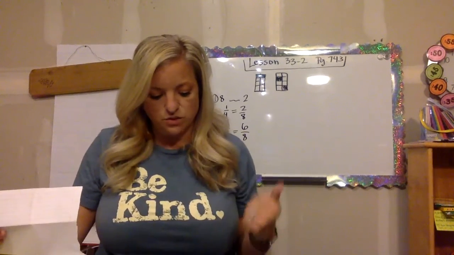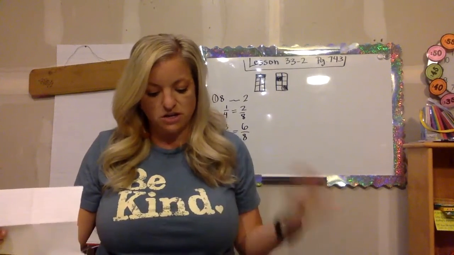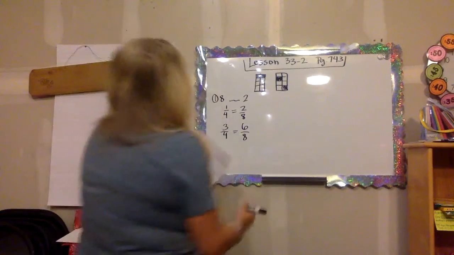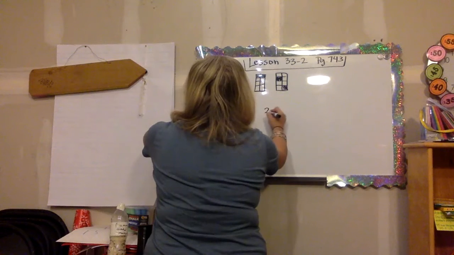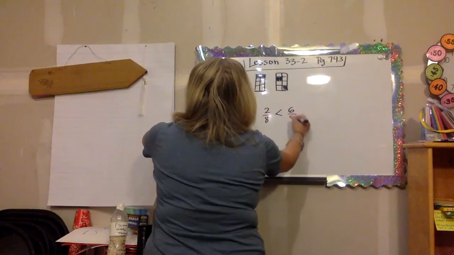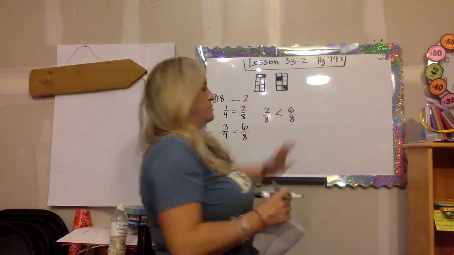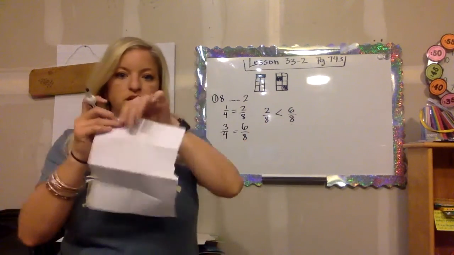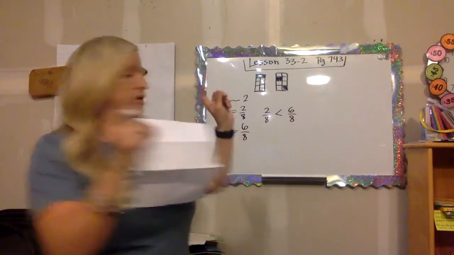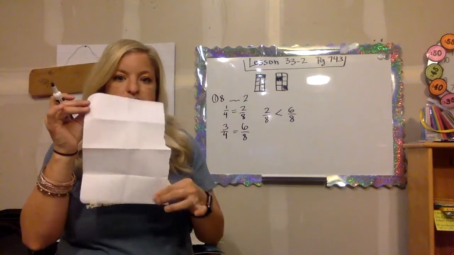Now it says use less than, greater than, or equal to compare the fraction of the paper that is colored and the fraction that is not colored. So it would look like this. The amount that is colored is less than the amount that is not colored. So he colored in maybe these 2, like I did in my example up here. 2/8 is less than 6/8.